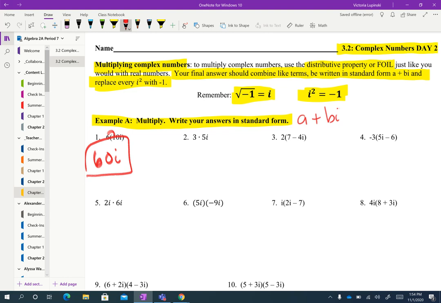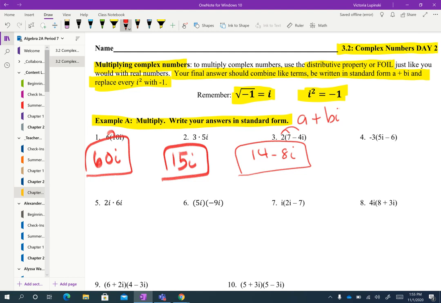Number 2 is an identical problem, except for the fact that there are no parentheses. So whether there are parentheses or not, it doesn't matter. You're going to multiply the real part, 3 times 5, which is 15. 15 what? 15i. Here in number 3, you're multiplying a monomial 2 times a binomial. So that, of course, means you're going to distribute. When you distribute 2 times 7, you get a 14. When you distribute a 2 times a -4i, you're going to multiply the real part and get a -8i. Because your real part is first and because your imaginary part is second, that would be your final answer.